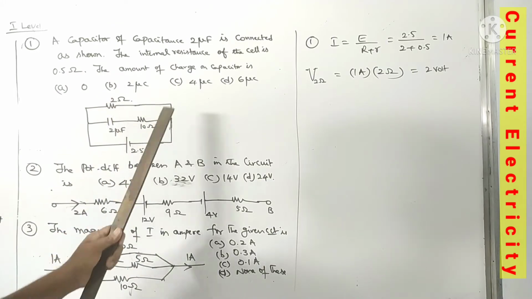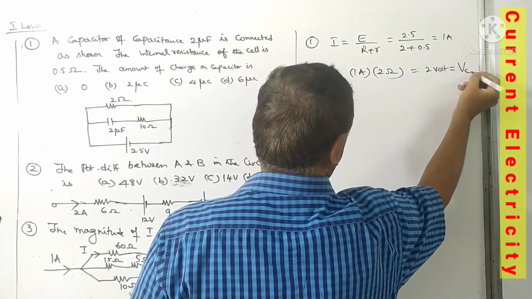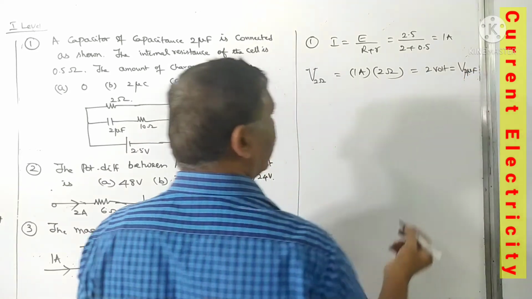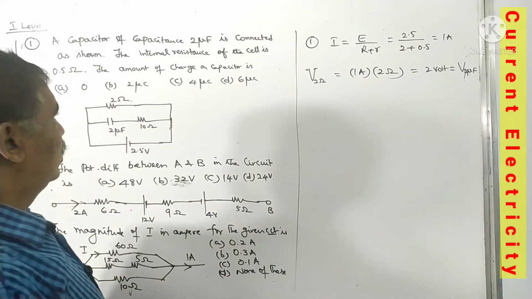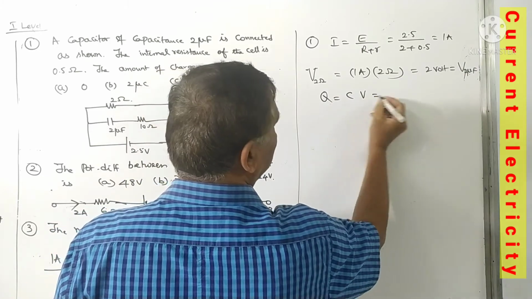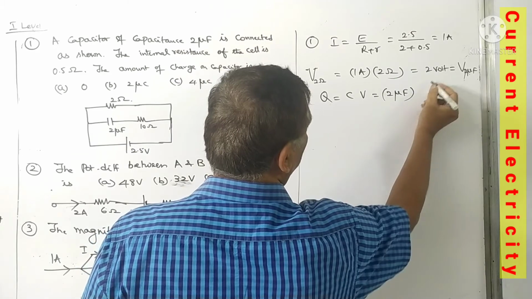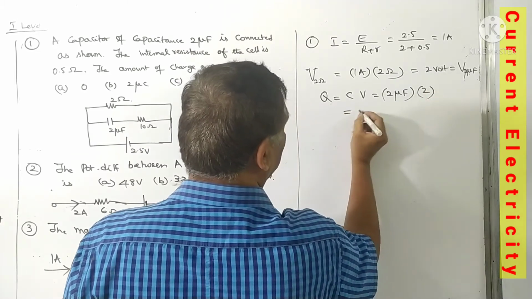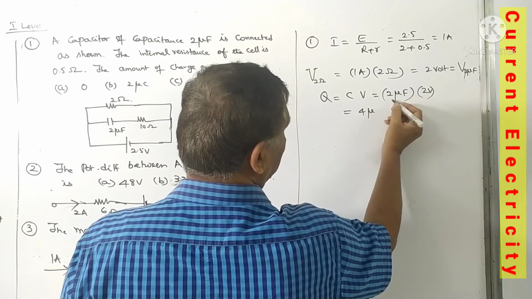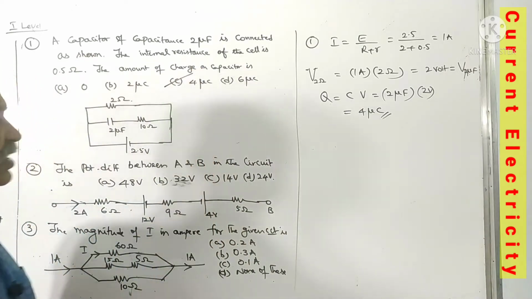Once you find the potential difference, the same potential difference will be there even across the capacitor. So this is the potential difference even across the 2 microfarad. Now we are asked to find the charge. So charge Q is equal to CV. C is 2 microfarad, voltage is 2 volt. This gives us 4 microcoulomb. So 4 microcoulomb is the answer for this question.